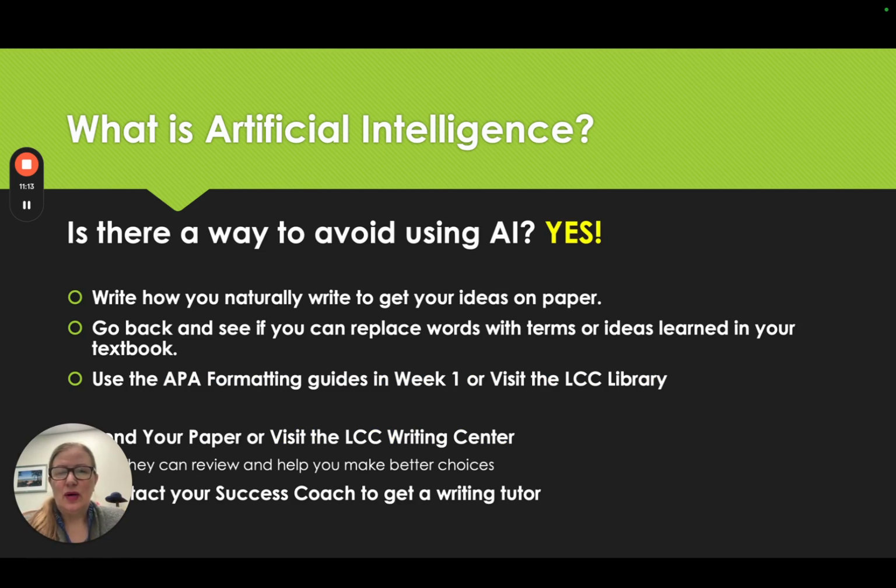But there are ways to avoid using AI and being able to get a good paper. So write how you would naturally write to get your ideas on paper. For example, when I write, I don't write for perfection, right? I'm writing just to get my ideas on a piece of paper. If I have typos, it's okay. If it's not formatted properly, that's okay. The first step in any editing process of any publishing house is just to let the author write their ideas down on paper to capture them.